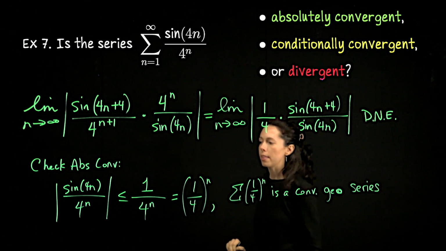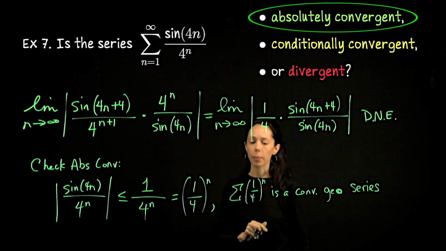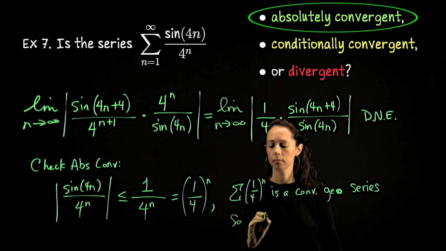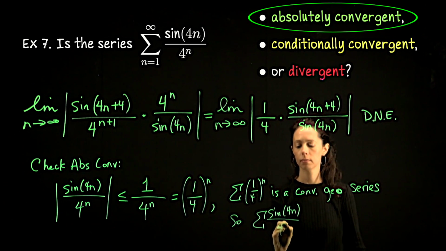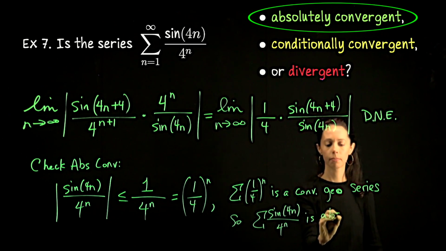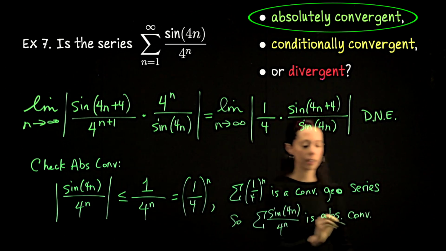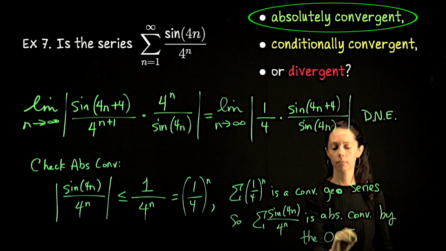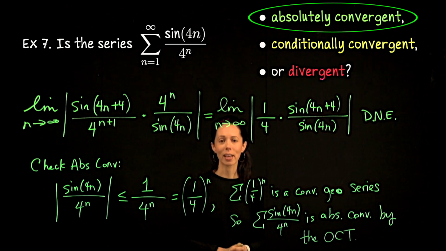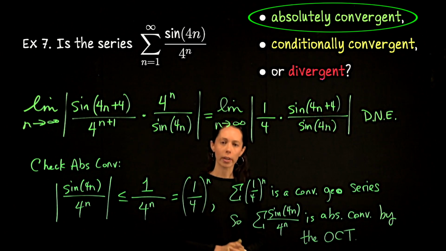So that tells us that our original series is absolutely convergent by the ordinary comparison test. So sine of 4n divided by 4 to the n is absolutely convergent by, here we apply the OCT. Okay, so we tried the ratio test. It didn't work. That's okay. We just needed to think of a different test. And the appropriate test, I think the best test to use for this series, was just a nice ordinary comparison.